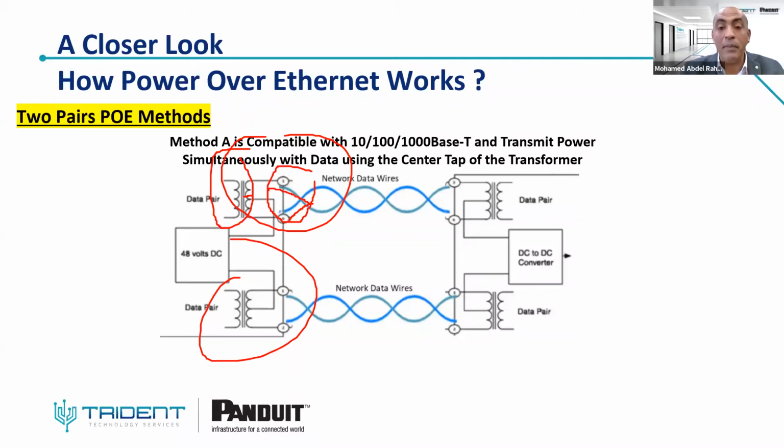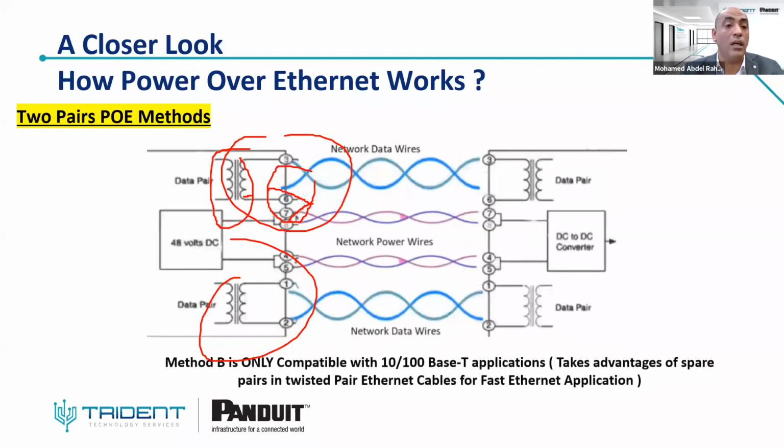Method B, for the two pair case, delivers the power over the spare pair. For 10 gigabit per second or 100 megabit per second, you are transmitting the data in two pairs only, but you have two spare pairs, so you are transmitting the power through those two pairs. So you don't have a center tap transformer here, but it's compatible, as we said, with switches that support 10 or 100 megabit per second.